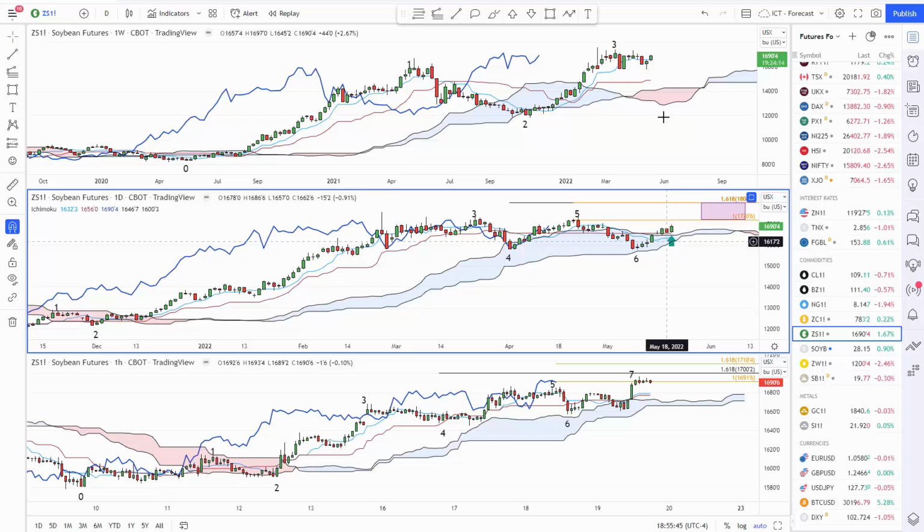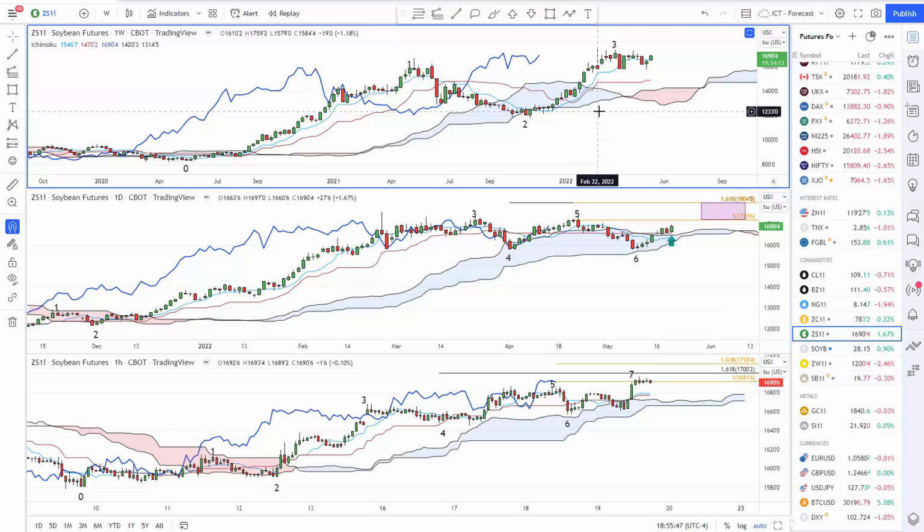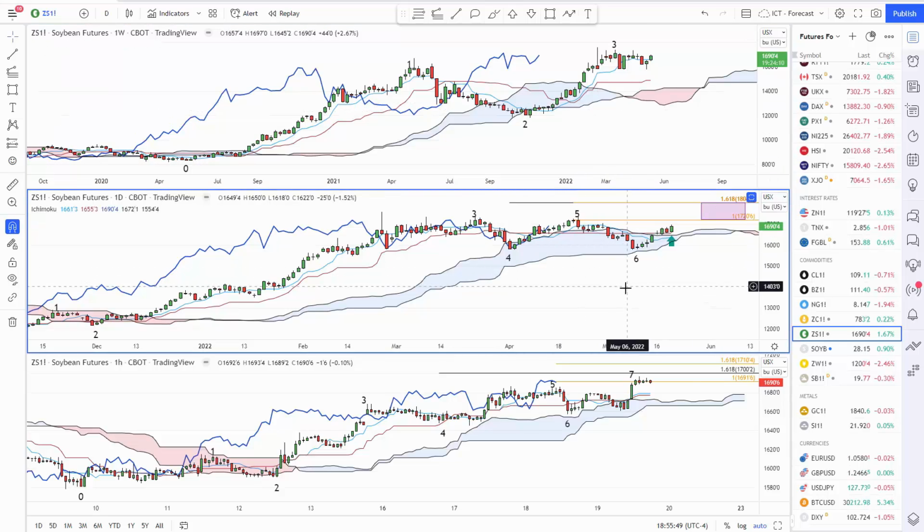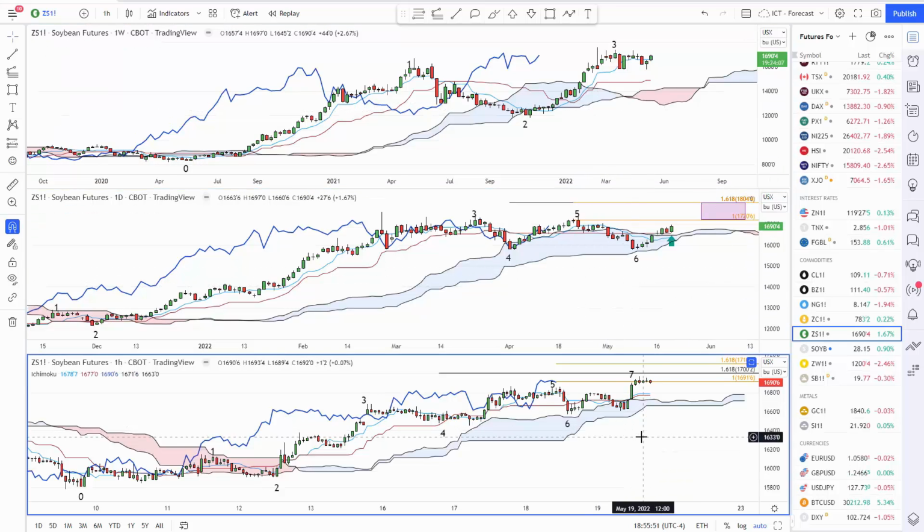Now, to the soybean market. On the top chart is our long-term weekly, our medium-term daily in the middle, and below is our short-term 60-minute chart. You'll note that price is above the cloud on all three time frames. And in a bull trend, our lagging line is above the cloud and above price. So this is a very bullish market at the moment, and we'll take a look and see where the setup is.